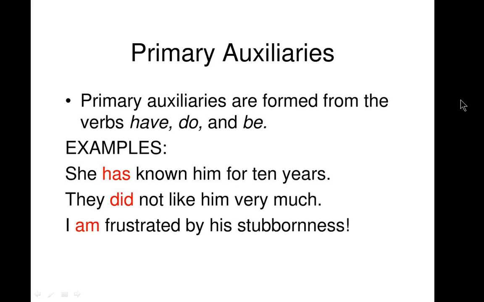These are very special verbs which can be used as a main verb as well as an auxiliary, which is also known as a helper verb. Here the word auxiliaries means the helper verbs. Whenever we use auxiliaries, they are used along with another main verb, which gives extra meaning to the given sentences. That is known as the primary auxiliary.